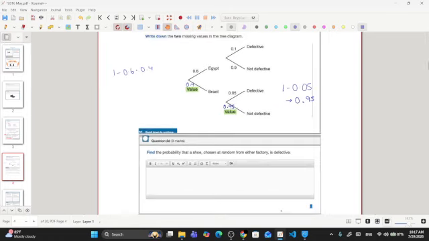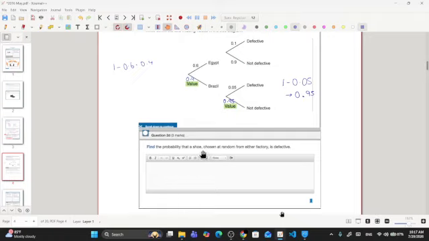Now, here comes the main question. Find the probability that a shoe chosen at random from either factory is defective. So what's the condition? That the shoe needs to be defective, regardless of what factory it is from. So it can be defective in two ways. The first method of it being defective can be this one. And the second method of it being defective can be this one.